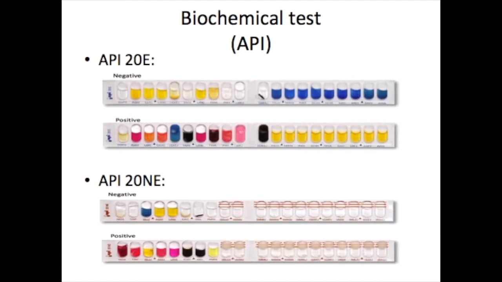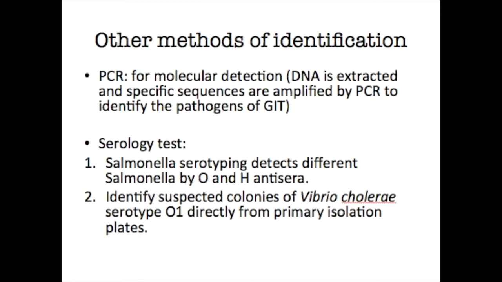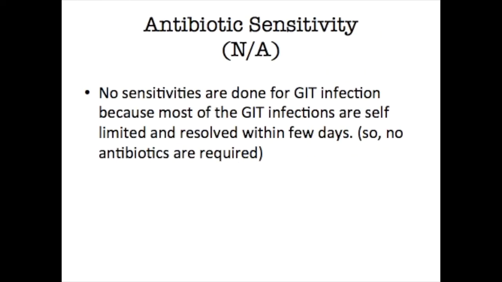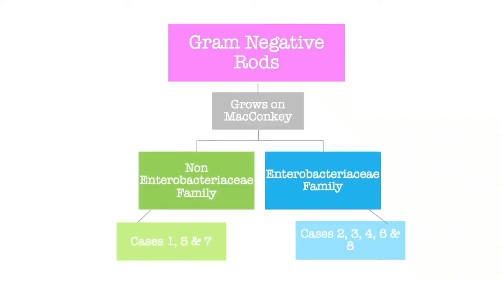To confirm the ID of the organism, we use some biochemical tests, which include API 20E and API 20NE. Other methods that can be used for identification include PCR for molecular detection and serology tests for Salmonella serotyping and Vibrio cholerae. No sensitivities are done for GIT infections because most of them are self-limited and resolve within a few days. The results showed that all bacteria present throughout the cases were gram-negative rods.